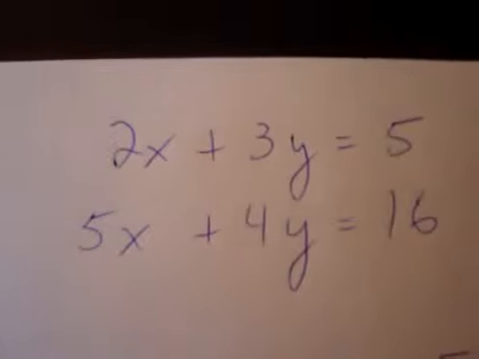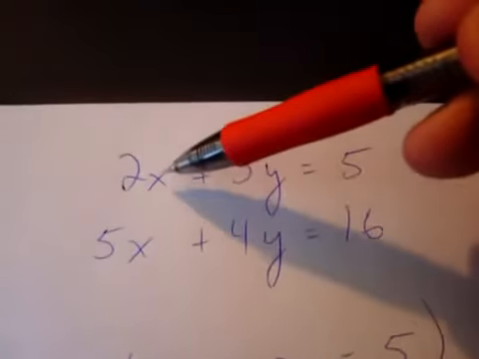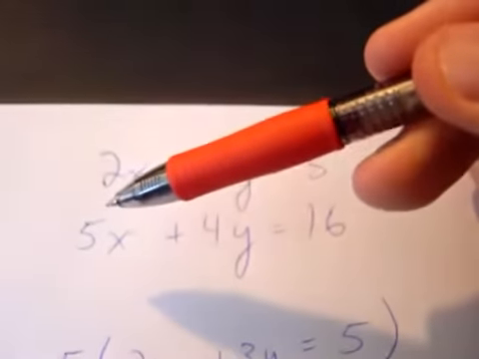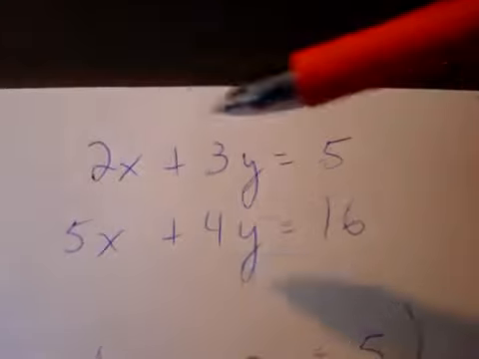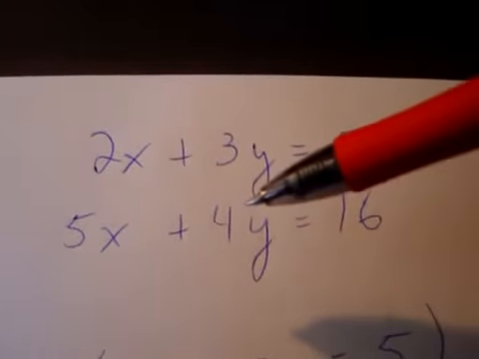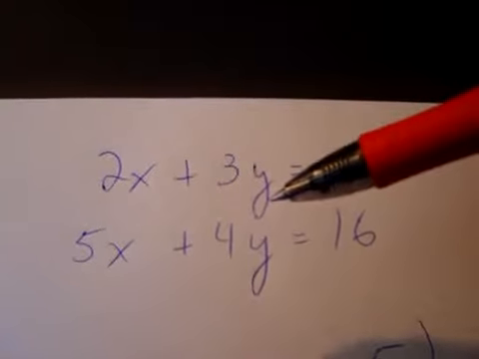Already set up for you. We have a third scenario where you need to find a least common multiple. Because if you look at our coefficients of x, we have 2 and 5. Well, those aren't going to drop out if we add or subtract. If you look at our y coefficients, we have 3 and 4. Those aren't going to drop out if we add or subtract. So we need to find a least common multiple.